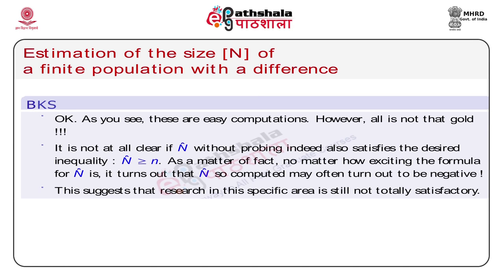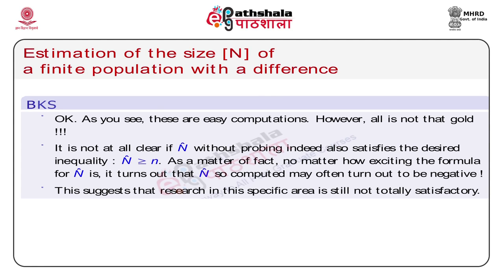Yes, without probing, with this meager data, you can come up with an estimate of capital N. You can come up with a theorem which says that under such and such without-probing conditions, given the data, this capital N equal to etc. serves as an unbiased estimator. That itself is a highly non-trivial solution. But the question is that when it comes to computation, it may turn out to be negative, largely negative or largely positive. So, therefore, the research in this specific area is still not satisfactory.